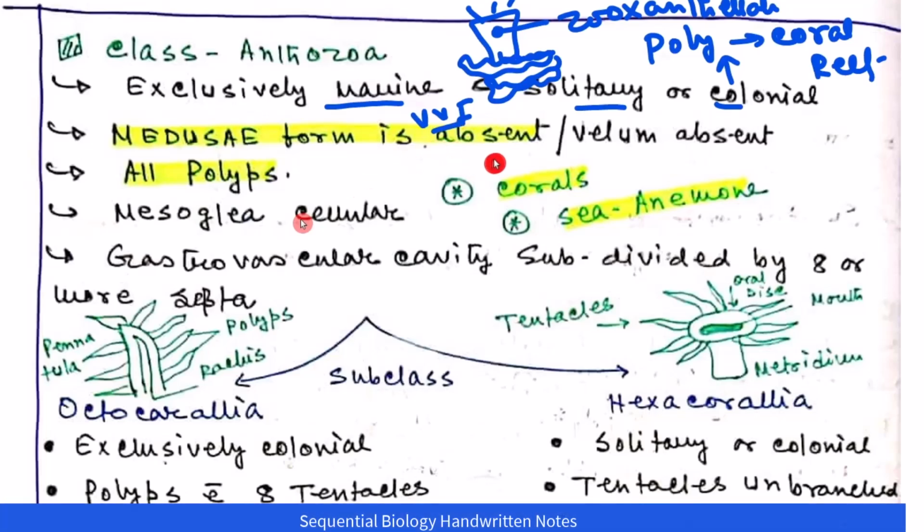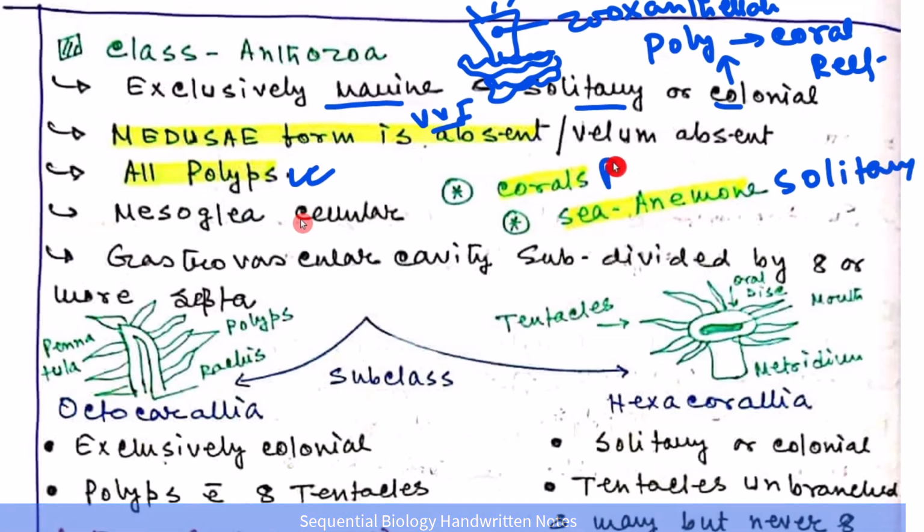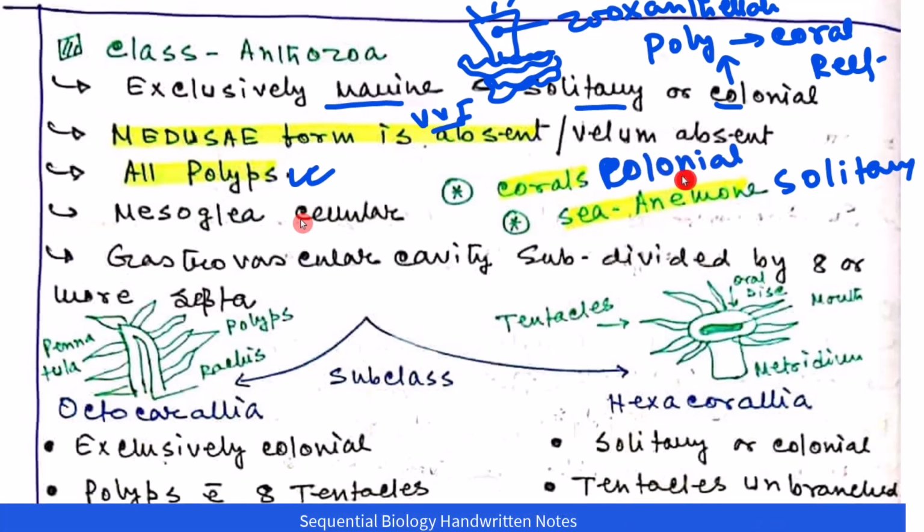And the Medusa form is absent and the velum is absent, and all are polyps. Mesoglea is cellular and the gastrovascular cavity is subdivided by 8 or more septa. And the corals and the sea anemone: remember it, sea anemone is solitary, and the corals are colonial. Different species of coral can be found. So the colonial polyps of class Anthozoa are called coral. This is very, very important.